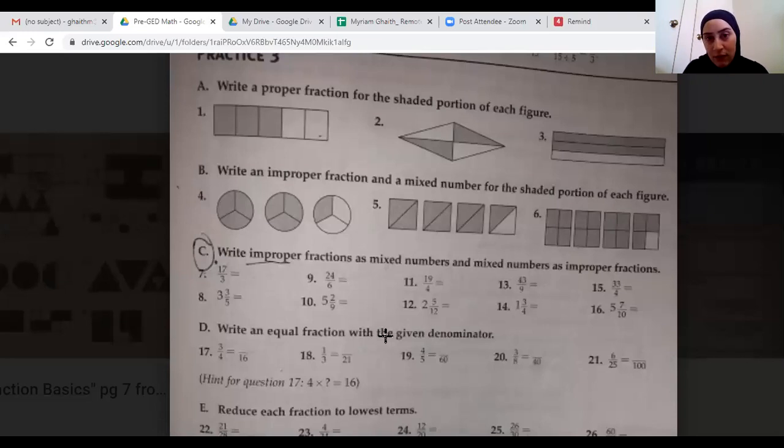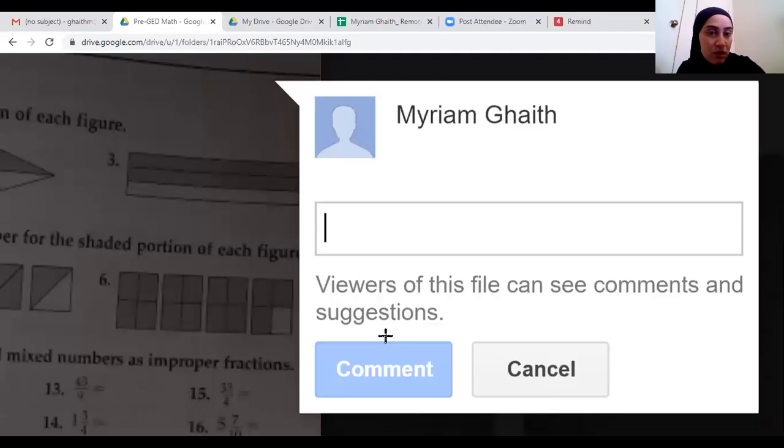If you look at, for example, the first 6 problems, the directions are right above it, letter A. It says, write a proper fraction for the shaded portion of each figure. Looking at number 1, what would you write as the fraction? On the picture on my screen, because Mona, you might have this because you have the Kaplan book, but Fatima doesn't. So that's why I'm showing it to you guys.